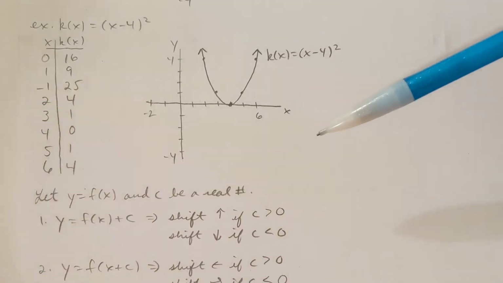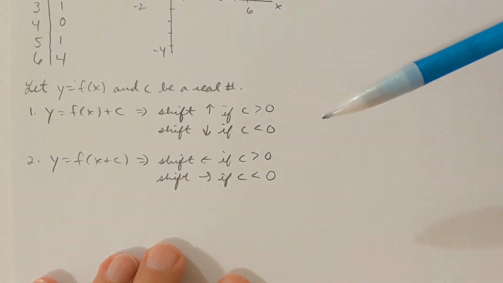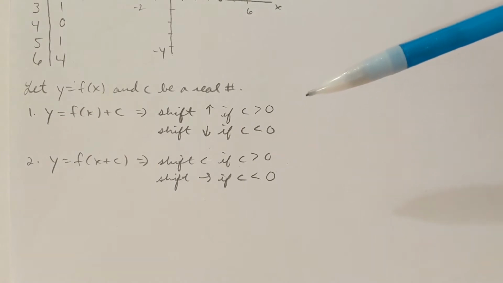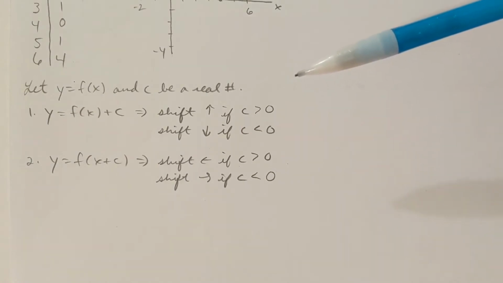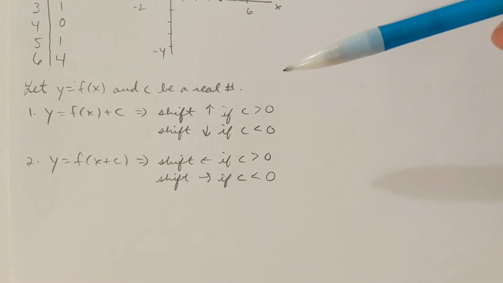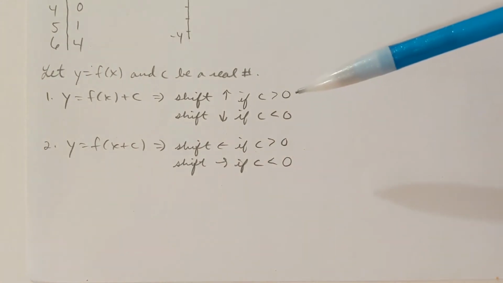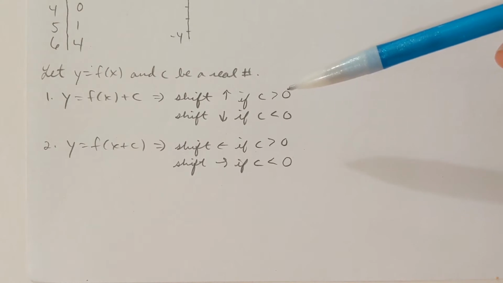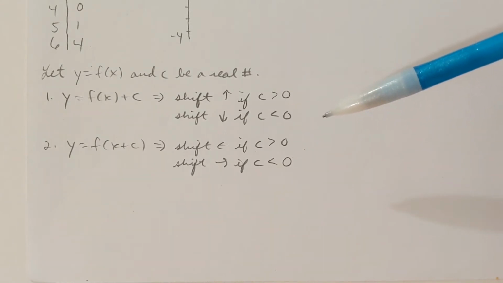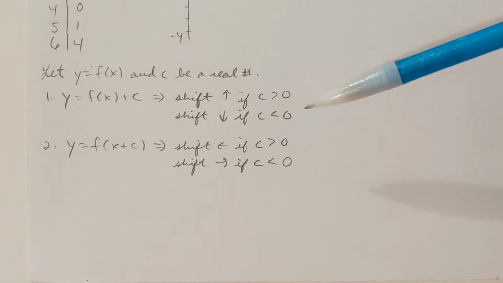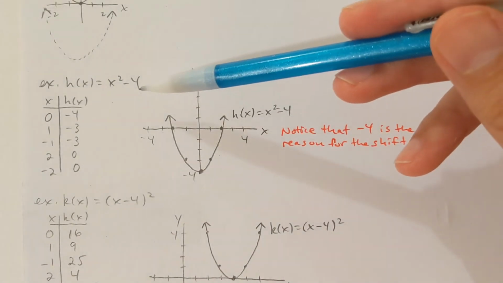Okay? So let's take a look at in general what's going on. Let f of x be one of the 8 basic functions on that sheet there, and let c be a real number. Item 1, if y is equal to f of x plus c, like we saw up here, where we just add a constant, you're going to shift the graph up or down, depending if c is positive or negative. If c is positive, you're going to shift your graph up. If c is negative, you're going to shift your graph down. If c is equal to 0, you've done no shifting at all, if you just added 0.